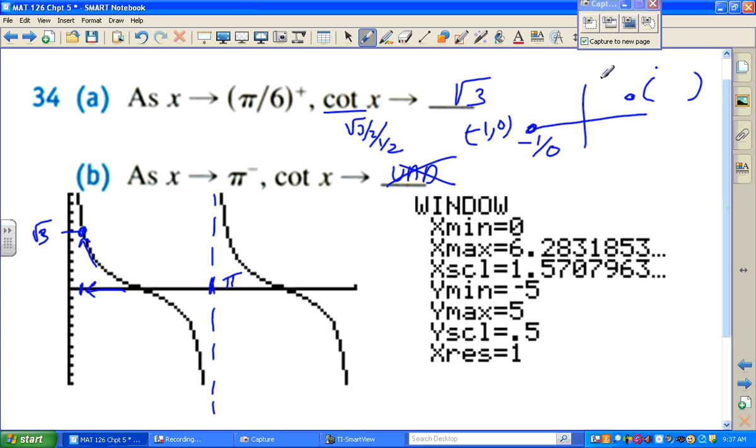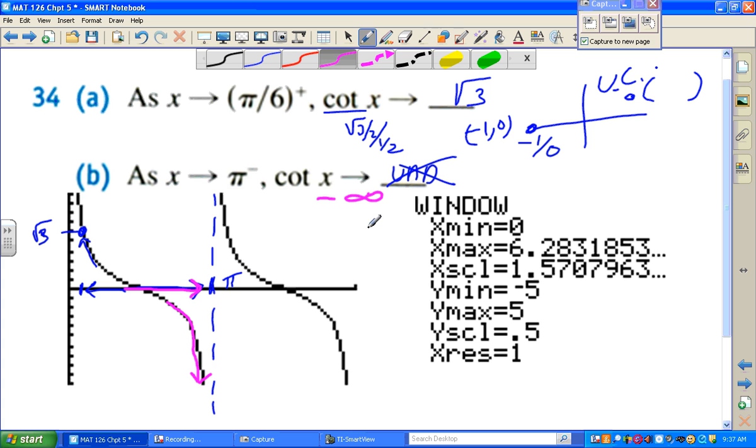So some questions you can use the unit circle. Some questions you have to use this. How do you know? You have to think and make a decision. Nothing is automatic. Nothing is rote. Nothing is ever like that. You have to think. The question is, as you're coming in from pi from the left, this way, where are the corresponding y's going? How far down? Negative infinity.